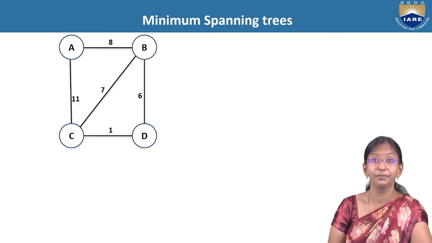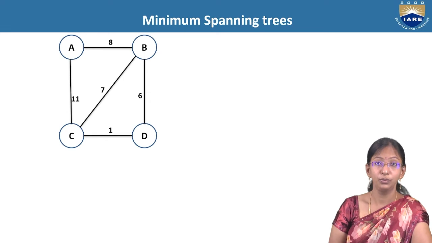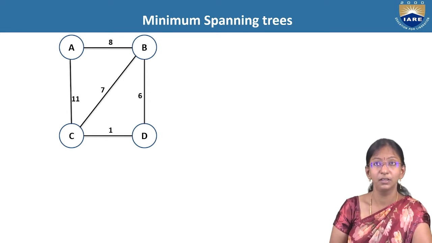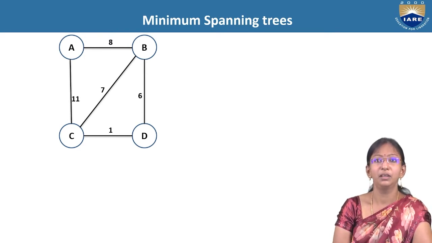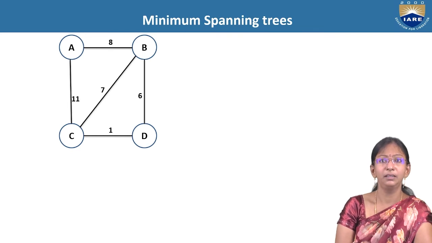This is a graph with 4 nodes or 4 vertices. They are connected with their corresponding weights. So the weight between say C and D is 1. That can be any unit, as I said. It can be kilometer, it can be anything. Okay, B and D is 6.